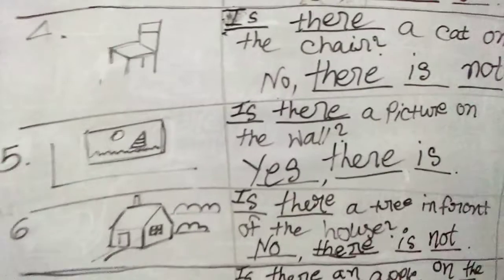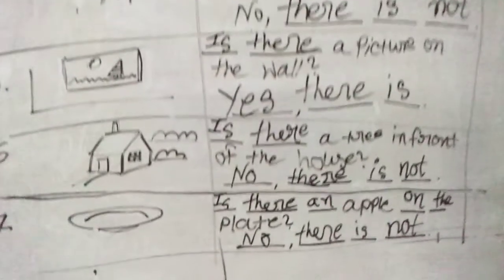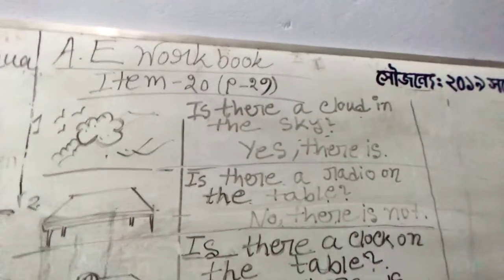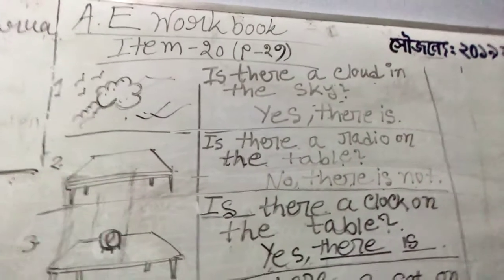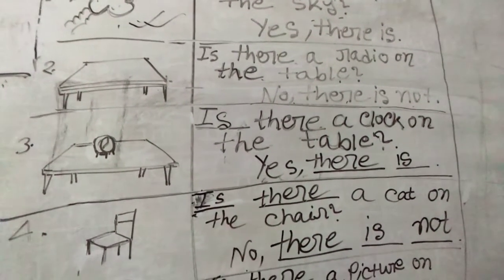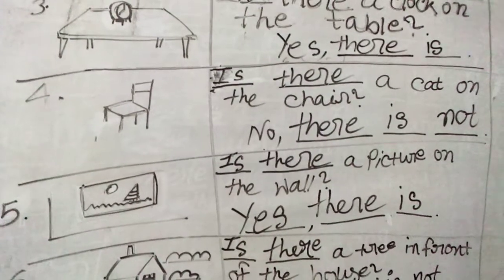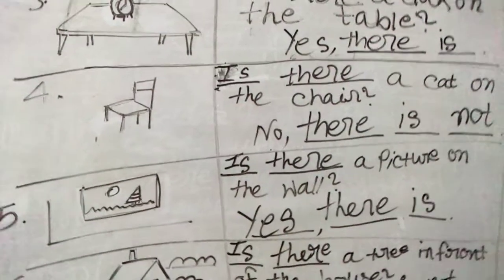Is there a tree in front of the house? No, there is not. Is there an apple on the plate? No, there is not. Number 2 is already given, so starting from number 3, is there a clock on the table? Yes, there is. Is there a cat on the chair? No, there's no cat, so no, there is not. Is there a picture on the wall? Yes, I can see a picture, so yes, there is.